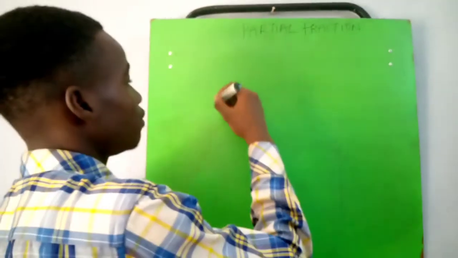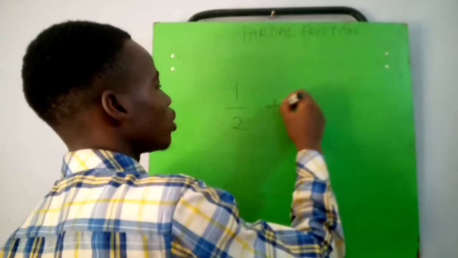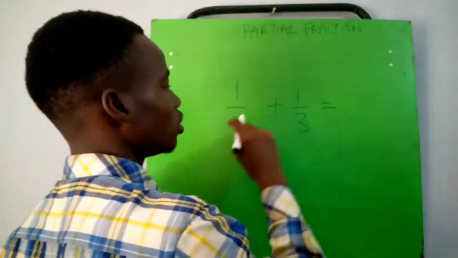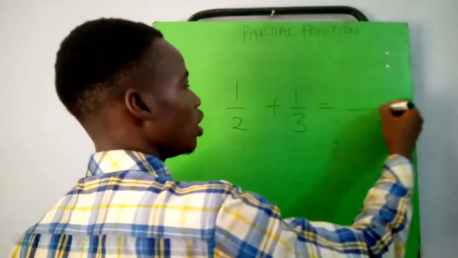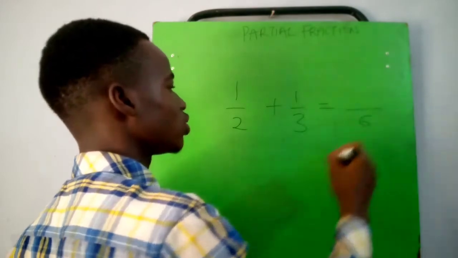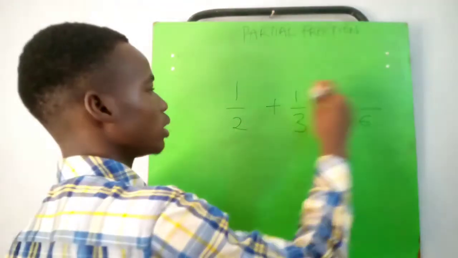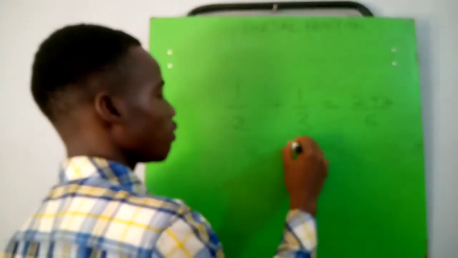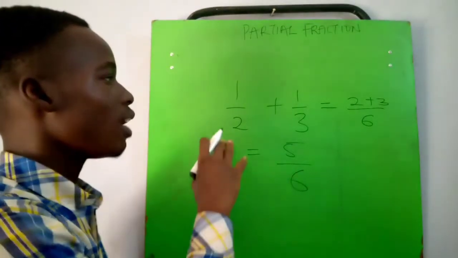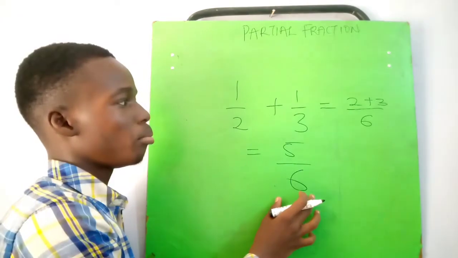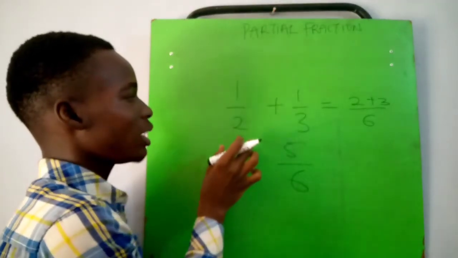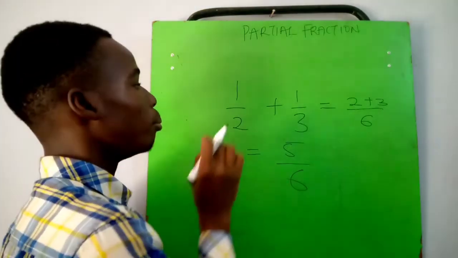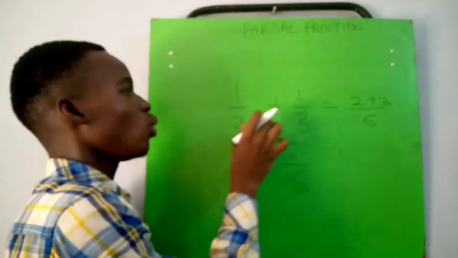Now, we have a fraction, 1 over 2 plus 1 over 3. This is a fraction, and the result of the summation of these two fractions becomes, what's the LCM of these? 2 and 3 is 6. What's the numerator? 2 times 1 is 2 plus 3 times 1 is 3. So we have 2 plus 3 equal to 5 over 6. So this is a fraction, but it is expressed as two partial fractions. Its partial fractions are 1 over 2 and 1 over 3.